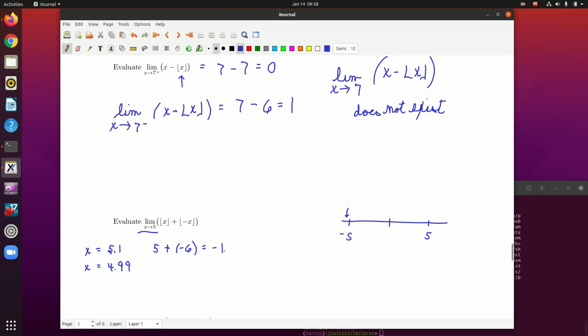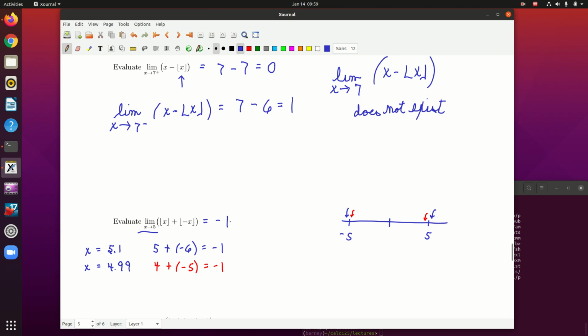If you put in something like 4.99, so let's see, this is where I was before. So if you put in something like 4.99, now you're sitting here, and negative 4.99, you're sitting here. So in that case, when you plug in those numbers, the greatest integer is going to be a 4 and then a -5, which is still -1. So it looks like on both sides we get the same number. Therefore, the two-sided limit exists and has the common value, -1.